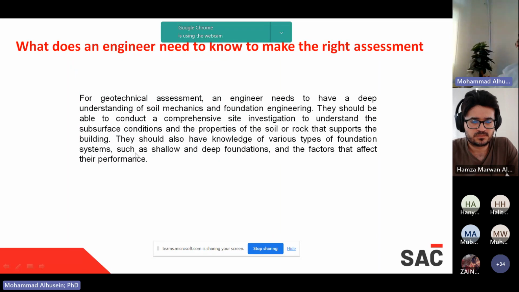For geotechnical assessment, an engineer needs to have a deep understanding of soil mechanics and foundation engineering. They should be able to conduct a comprehensive site investigation to understand the subsurface conditions and the properties of the soil or rock that supports the building. They should also have knowledge of various types of foundation systems, such as shallow and deep foundations, and the factors that affect their performance.